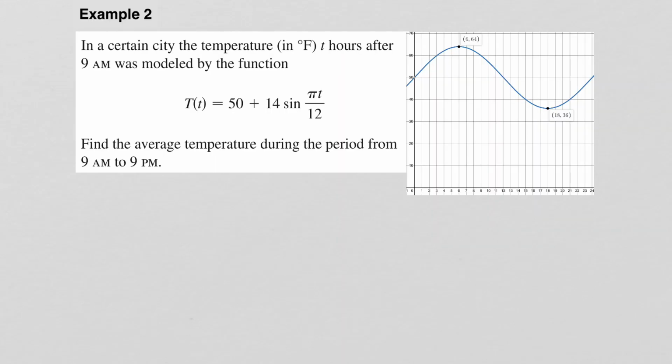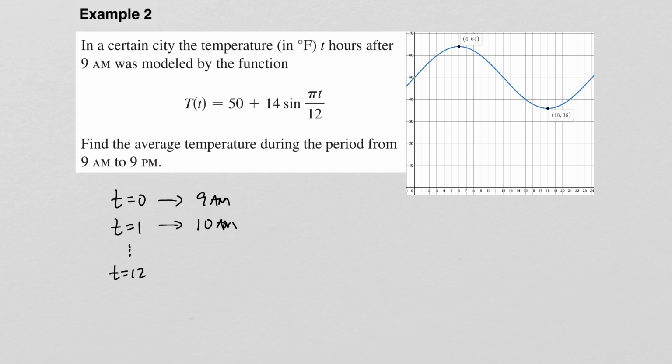In our next example, suppose in a certain city, the temperature in Fahrenheit t hours after 9 a.m. is modeled by the following function. T of t equals 50 plus 14 times the sine of pi t divided by 12. Capital T is the temperature, lowercase t is the time. So this says the temperature at a particular time is this. Now t is the hours after 9 a.m. So when t equals 0, this corresponds to 9 a.m. When t equals 1, this corresponds to 10 a.m., etc.